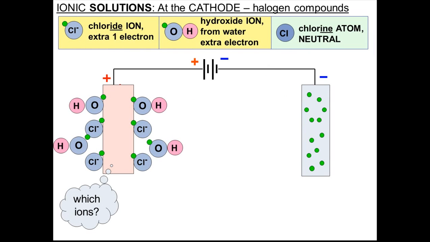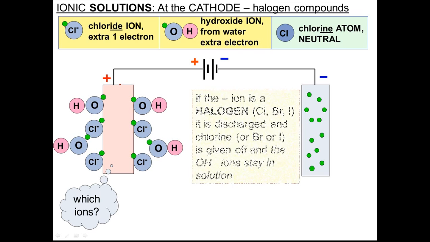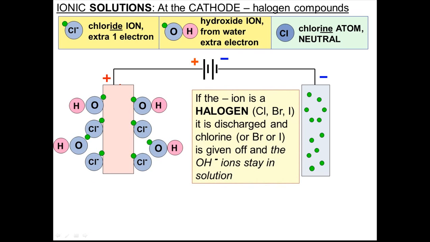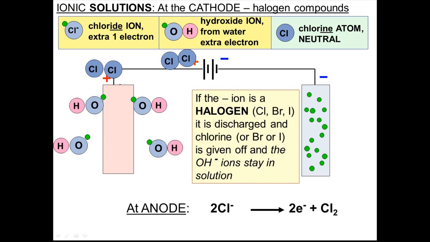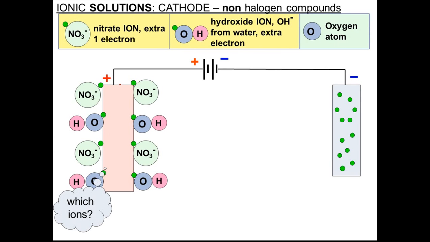So we've got OH minus and we've got chlorine minus. Now, if a halogen is present, which it is at the moment, we've got chlorine, then the halogen is what is produced. So if the halogen is present, the halogen is produced and discharged. So we get chlorine gas being formed then, and the OH minus stays behind in the solution. And there's our half equation for that. So again, you can pause at any time if you get a little bit confused.